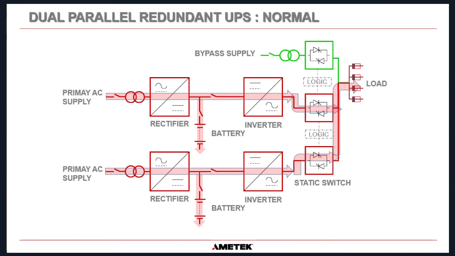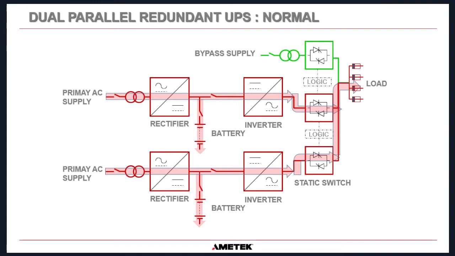As you can see here, the output of these two static switches are connected in parallel. Now for ease, I haven't shown that there's usually an AC distribution panel between the output of the UPS and the load circuits. In truth, that's usually where the parallel connection is made.